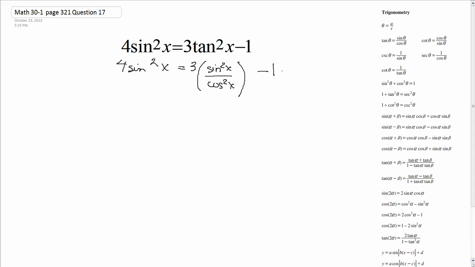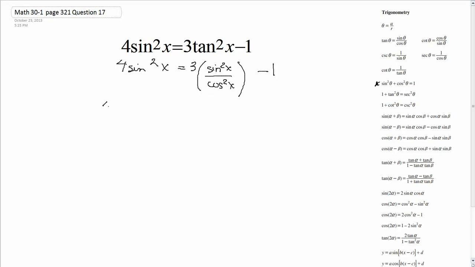And now I look at this and I go, oh, I've got a cos squared x in the denominator. That complicates things because I have sine squared x in the numerator. It's a lot easier to change a numerator and use the denominator to try to get them the same. So remember, we've got our Pythagorean theorem. So sine squared x is equal to 1 minus cos squared x.